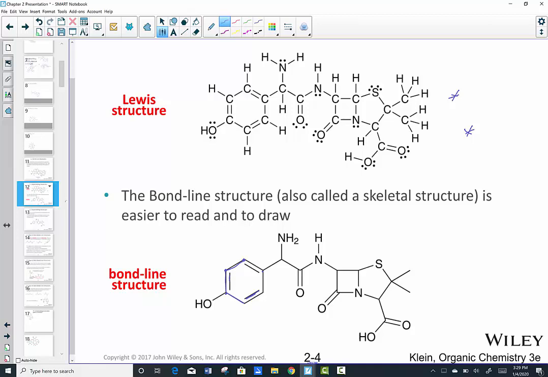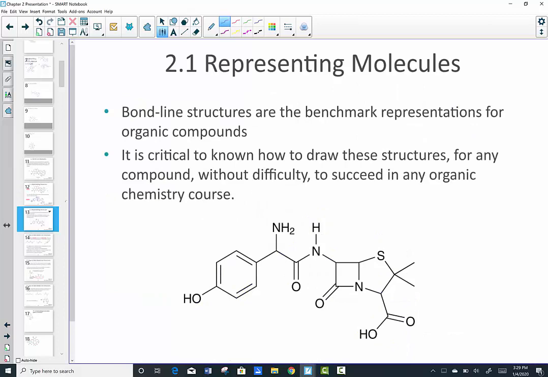We can clearly see functional groups very quickly. Here this would be an amide, this would be an amine. Here we have an aromatic benzene ring, this is an alcohol. Here's a carboxylic acid, here's a sulfur group. See what we're able to find very quickly. So this is our goal, to be able to take these dot structures and turn them into line structures for ease of drawing. So let's take a peek at representing these in terms of bond line structures.